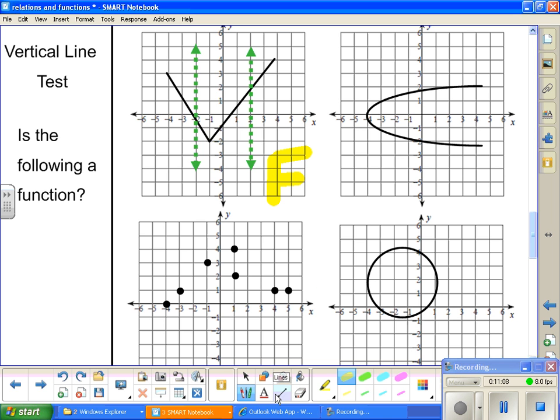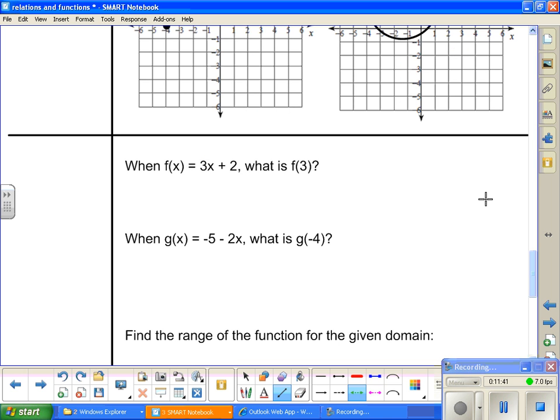The next one here, if I were to draw a vertical line here, it touches 2 times. It touches here, and it touches here. So since it touches twice, this is not a function. This is no. I could draw another line somewhere else, and again it hits it 2 times. Okay, the next one.